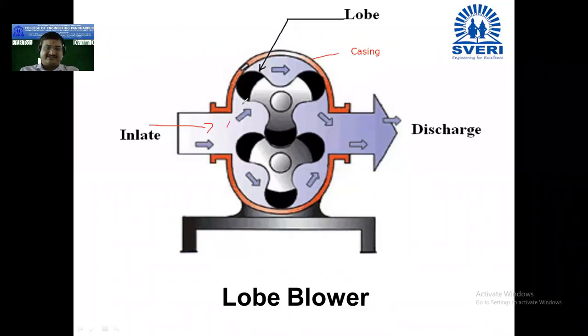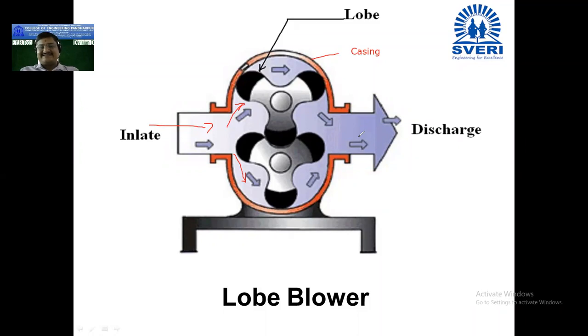Where does that air go? The air goes here, and that air is pushed down. And because the lobes are rotating here, the air is pushed forward by these lobes, like vanes only. The air will be pushed from the vacuum to this middle part, and then from this middle part to the discharge end.